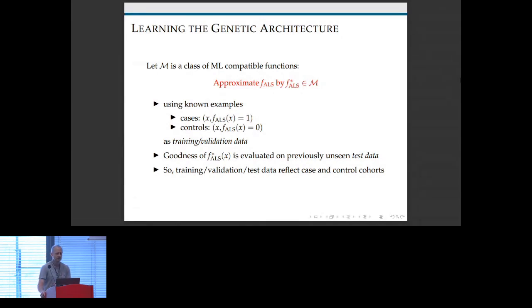Here, using known examples, we have cases, which are individual genotype profiles labeled with 1 because they're affected by ALS, and the others are controls. The goodness of the approximation is eventually evaluated on previously unseen test data. What you have to keep in mind here is that the data is expensive. Training, validation and test data reflect case and control cohorts. It's not that easy. I mean, we all know that getting one individual's genotype profile is expensive. And so we have to be sustainable with the data.